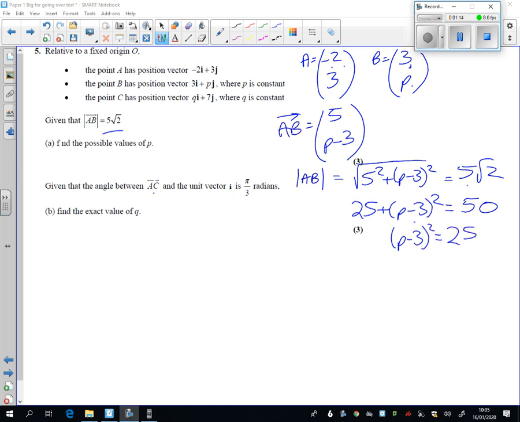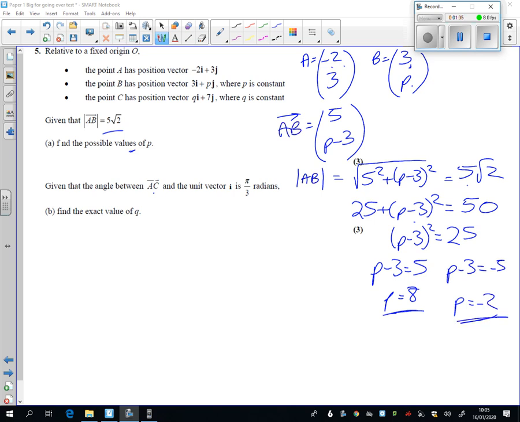I'm actually going to take a shortcut. I'm just going to take away 25 from both sides, square root both sides, and add the 3. Of course, if I do that, it does remind me that there are different values here. So when you square root the 25, you could have had a minus 5. So I've got p equals minus 2 as well.